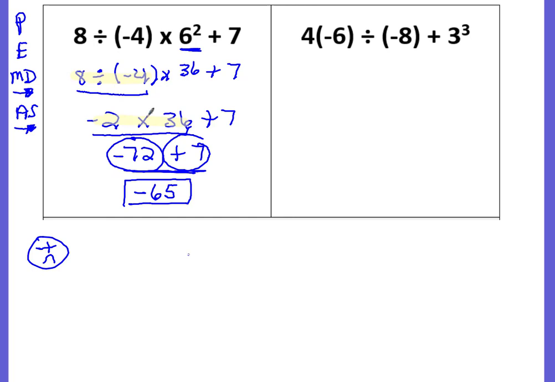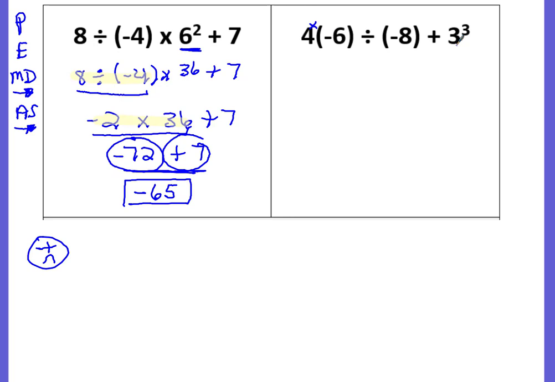Okay, and our last one. Go through the same. Oh, what does it mean when you have a number next to the parentheses without an operation symbol? It means multiplication, doesn't it? Okay. This parentheses is not a grouping symbol. This is a, hey, look at me, I'm negative. Divided by, this parentheses is not a grouping symbol. This is a, hey, look at me, I'm a negative.